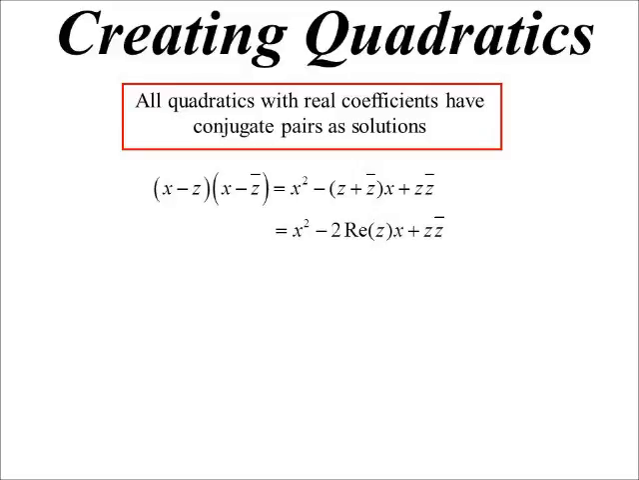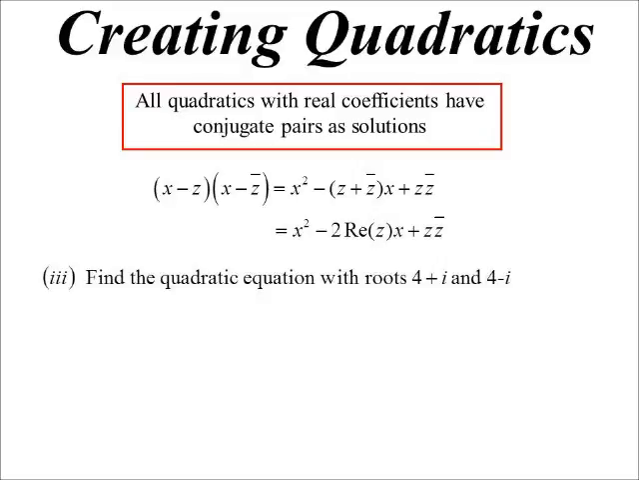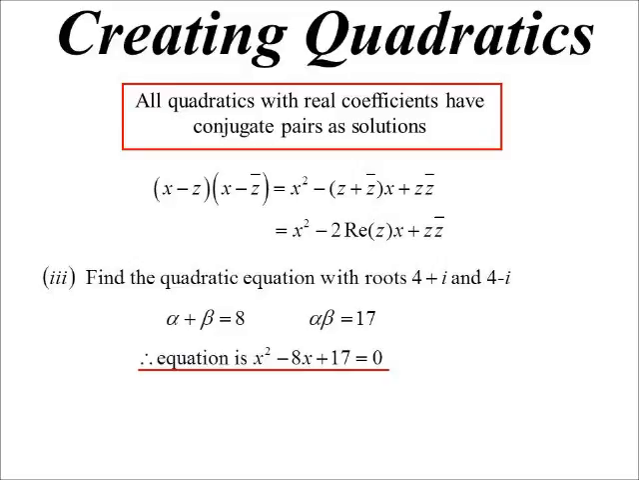So if I now want to create a quadratic equation whose roots aren't real, whose roots are 4 plus i and 4 minus i, it's not a problem. I know the sum of the roots will be 8, twice the real part. The product of the roots will be 17, the sum of the two squares. 4 squared plus 1 squared, 17. Therefore, I have my equation, x squared minus the sum of the roots, x, plus the product of the roots.